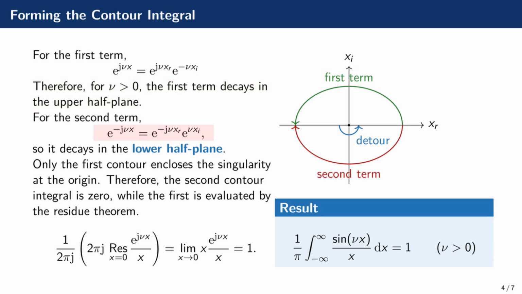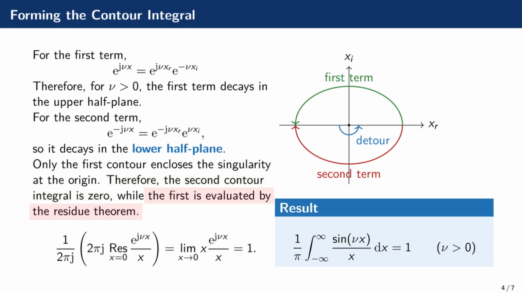For the second term, exp(minus j nu x), we get exp(minus j nu x_r), multiplied by exp(plus nu x_i). So this term decays when x_i is negative. Therefore, for the second term, we close the contour in the lower half plane. With these contour choices, the first contour encloses the singularity at the origin, while the second one does not. Therefore, the second contour integral is 0 by Cauchy's integral theorem. Only the first term contributes.